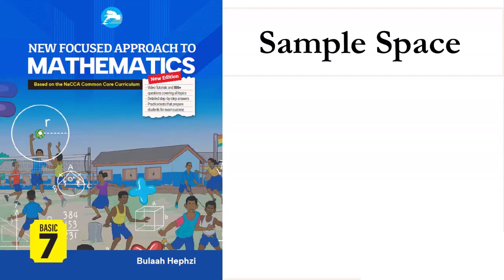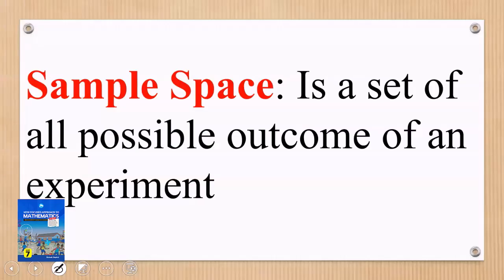In this video, we are looking at sample space, another terminology that we need to understand when dealing with probability or chance. But this is a continuation of the basic terminologies under the introduction of probability. Now, what is sample space? Sample space is a set of all possible outcomes of an experiment. All possible outcomes of an experiment.